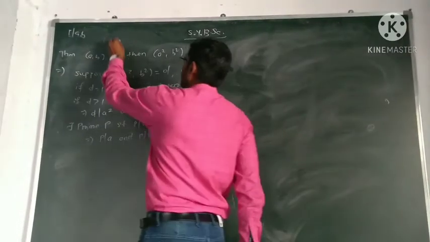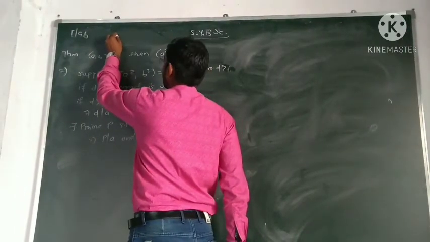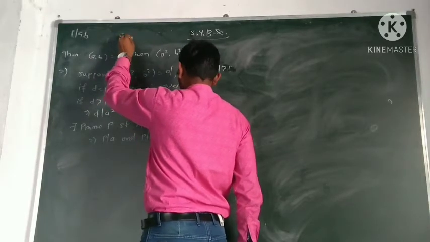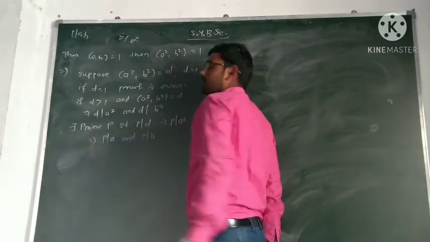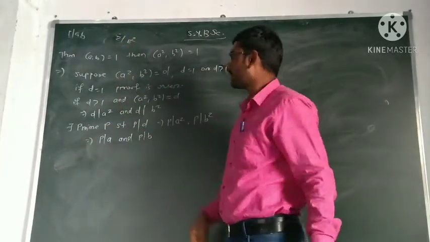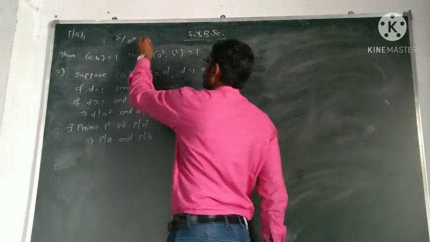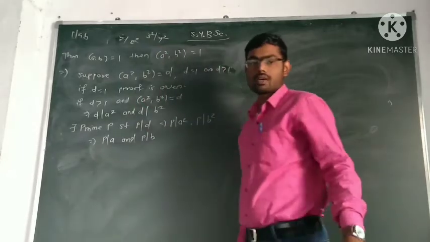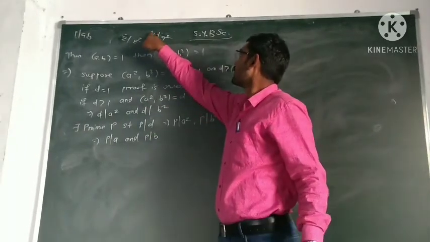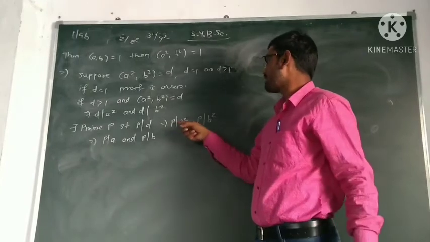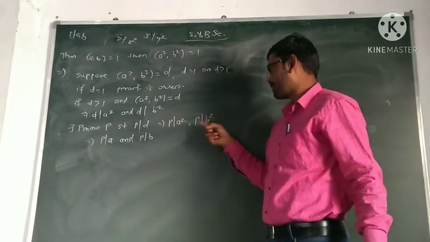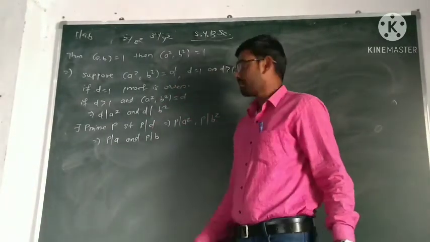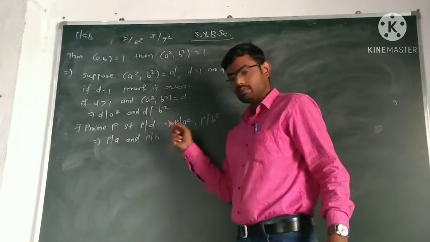For example, if P is prime, take 2 square: 2 divides 2 square means 2 divides 2 also. Similarly 3 divides 9, so 3 also divides 3. Similarly, if P divides A square, then P divides A. If P divides B square, then P divides B. This means P is prime and divides both A and B.